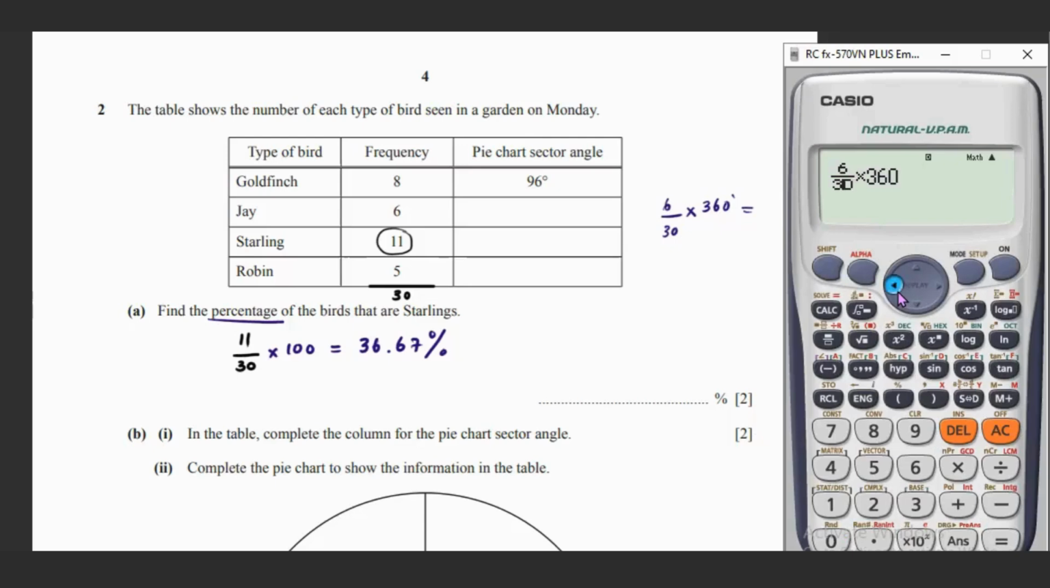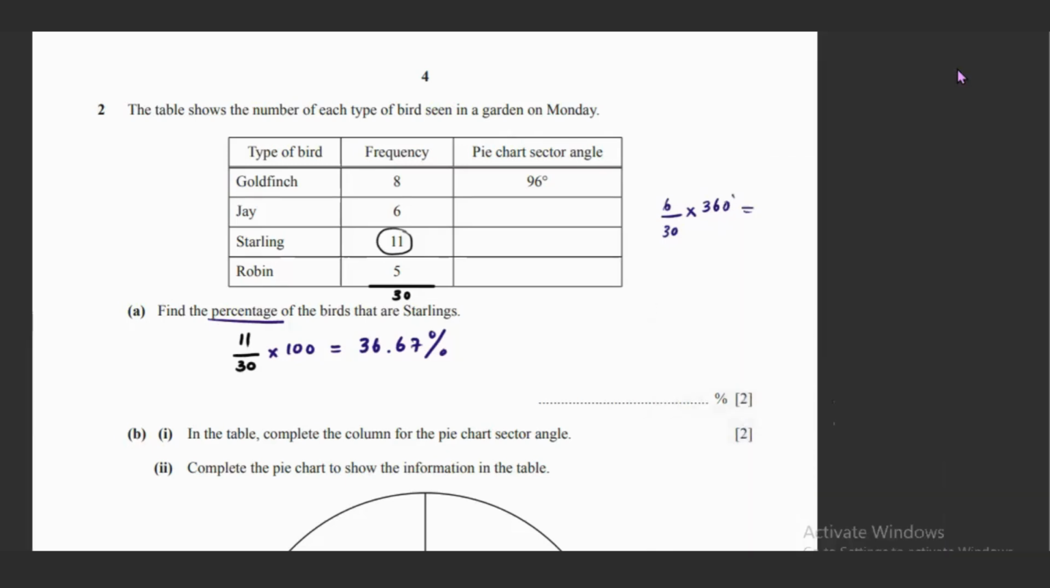Then the next angle is 11, so we are going to find it for starlings. That's going to be 132. In the same way, we change the numerator to a 5, and the value that I get is 60. So now we know each of these angles. This was 72, so I'll write it here, 72. Then we got 132, and then we got 60 degrees. This is how we find the sector angles.